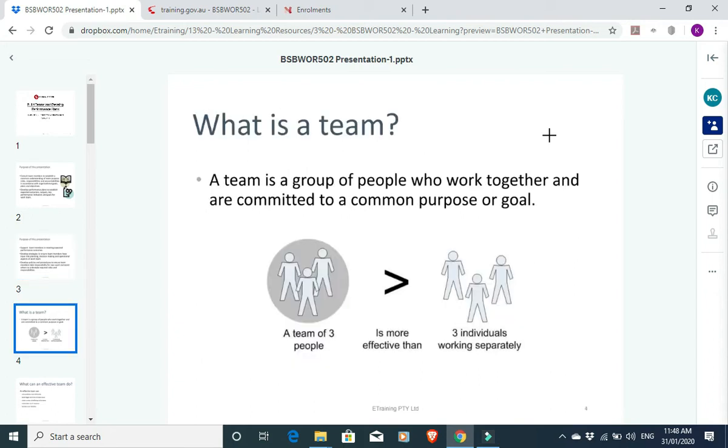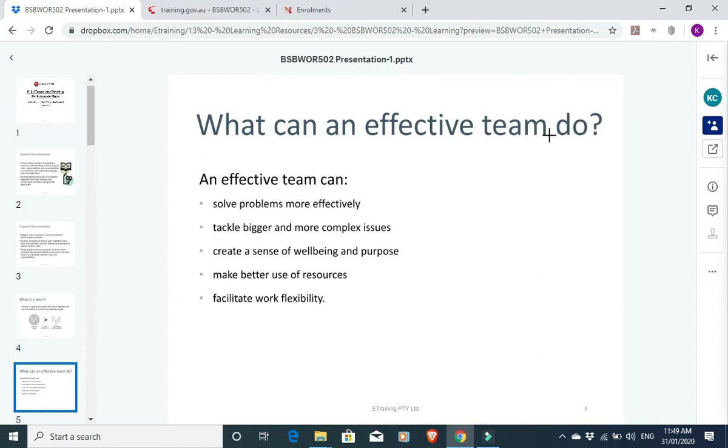What is a team? Yes, $1 million question. A team is a group of people who work together and are committed to a common purpose or goal. Could be 3, could be 4, could be 10, as long as there's that common purpose or a common goal.